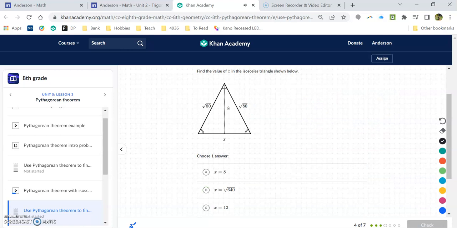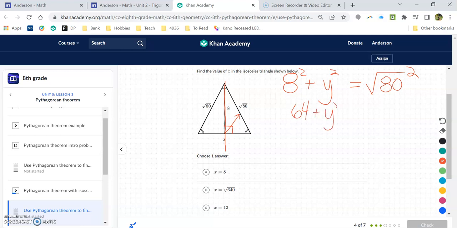Gotta do one more. Okay, this is a good one to do. So, just like our last problem, well, actually, just like our first problem. So we're going to divide this in half. Our right angle, so our C is square root 80. Okay, be careful with this one. Square root 80, and that's squared. Then our A will be 8, and our unknown, I'll call it Y again, like I did in the first question. 8 squared is 64, plus Y squared equals the square root of 80 squared.